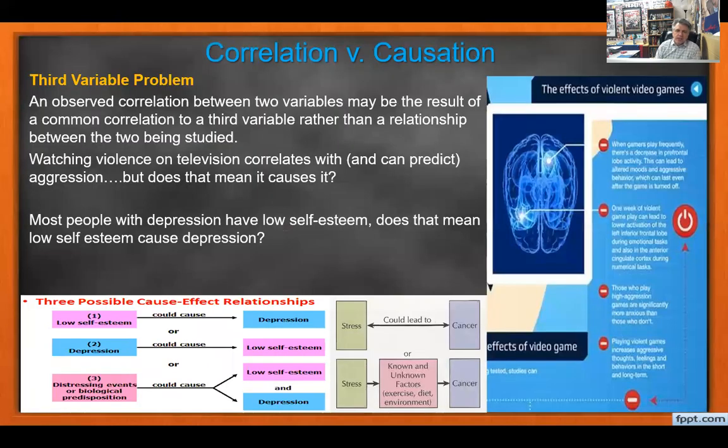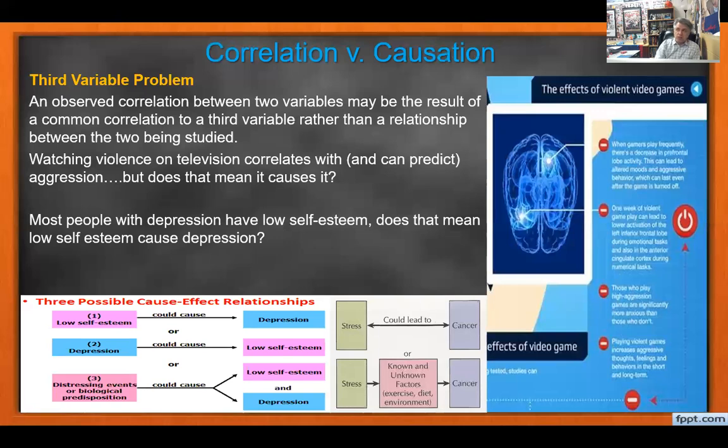Now, there's something that's called the third variable problem. The third variable problem is that an observed correlation between two variables may be the result of a common correlation with a third variable, rather than the two things being studied. So there could be something on the outside. For example, watching violence on television correlates with and can predict aggression, but that doesn't mean violent programming causes someone to be aggressive, because that's a big leap. We survey a bunch of people who tend to be violent, and they tend to watch violent programming. So can we say that the violent programming causes them to be violent?